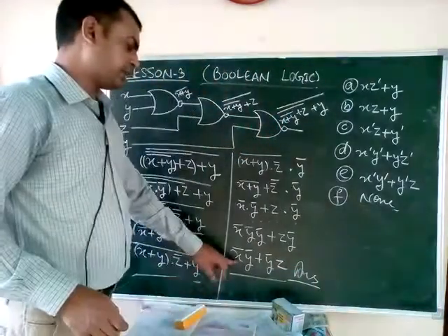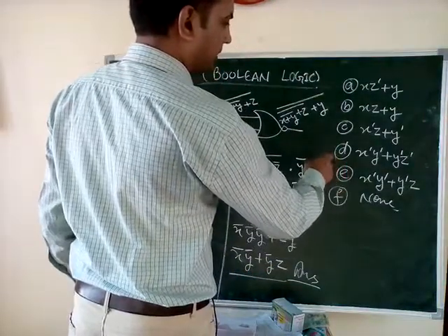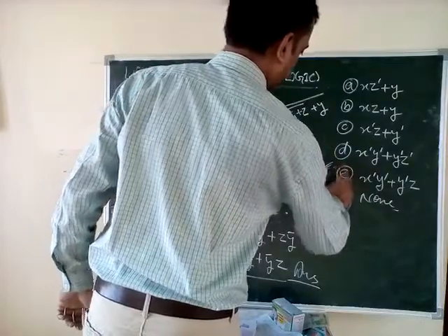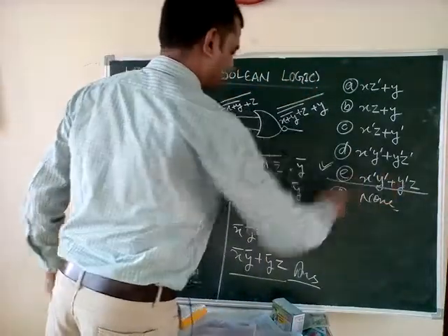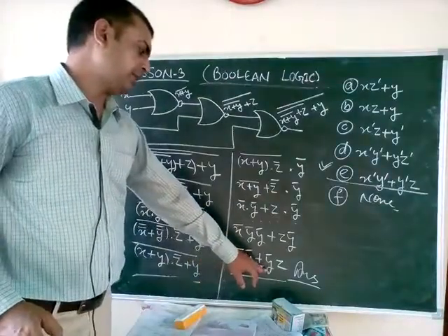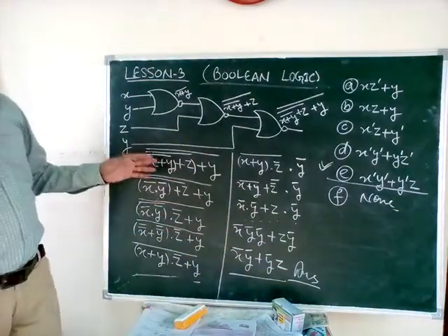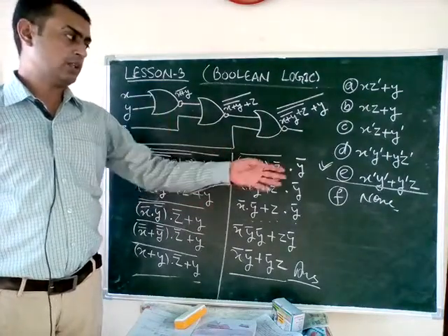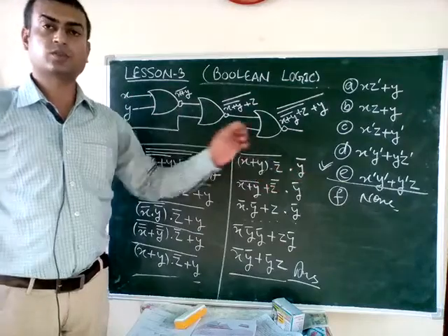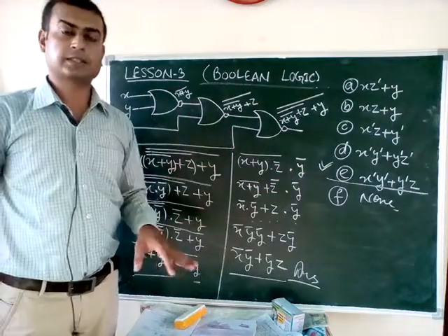You can see x bar y bar z is present here, x bar y bar z, x bar y bar z. So like this you have to solve the equations and find the answer in the given options. Don't click directly on the none option. You have to solve it with De Morgan's theorem and find the answer.